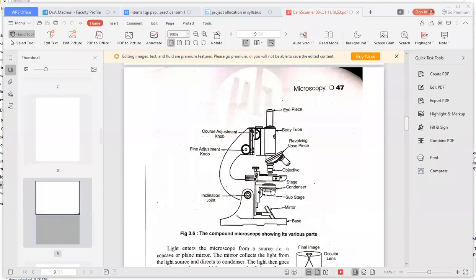And the condenser, what will it do? What is the purpose of the stage? To put the slide. What is the purpose of the condenser? To condense the light rays. How is the light entering into the microscope? This is the mirror. On the mirror, light will fall. If you are using sunlight, light will fall on the mirror, and this light will be projected into the condenser, and all the light rays will be condensed at this point and sent through this objective.